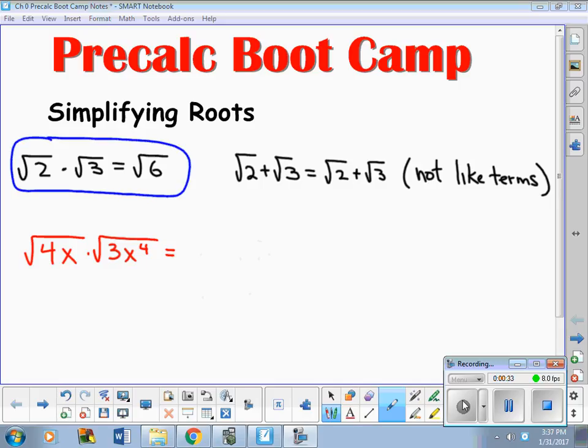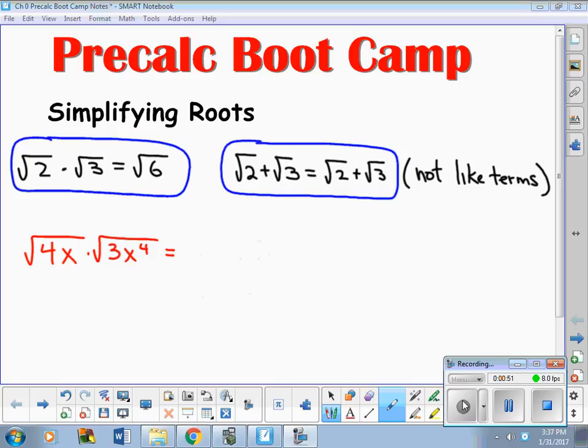Multiplying square roots, still pretty easy. Root 2 times root 3 is root 6. You can just multiply them together. But as you see next door, root 2 plus root 3, there's nothing we can do. They're not like terms. It is simplified just the way it is.